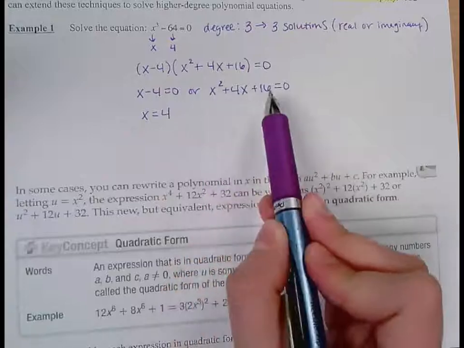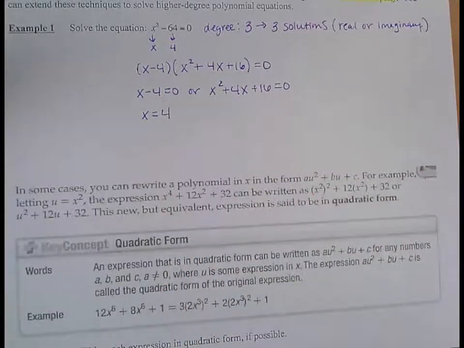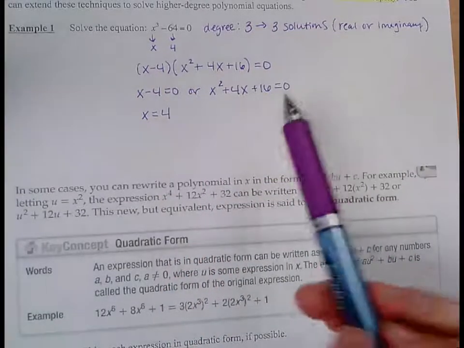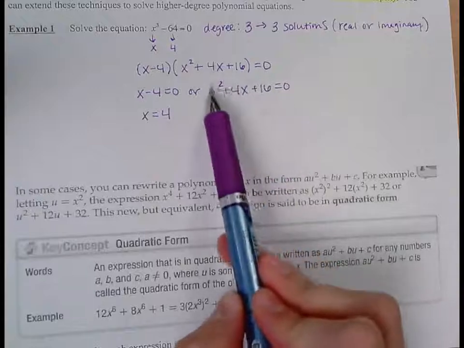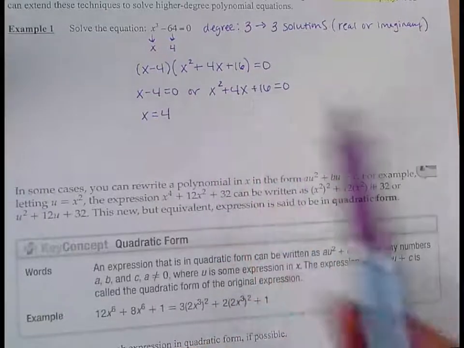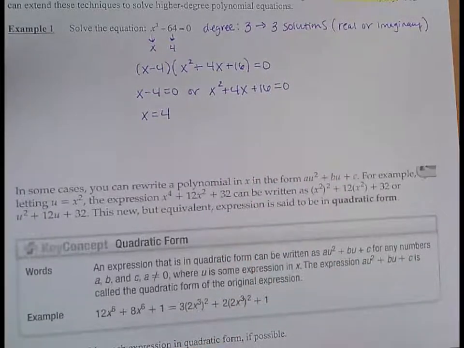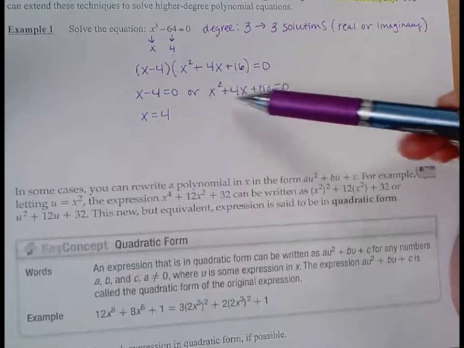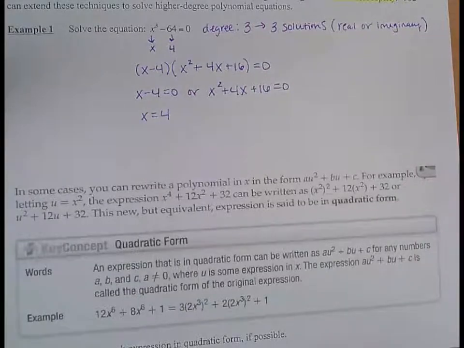The other equation, this is a quadratic equation. Hopefully you can recognize that it's in the form ax squared plus bx plus c. How do you solve a quadratic equation? So this is referencing last chapter. How do we solve equations like this? We had multiple methods you could use.